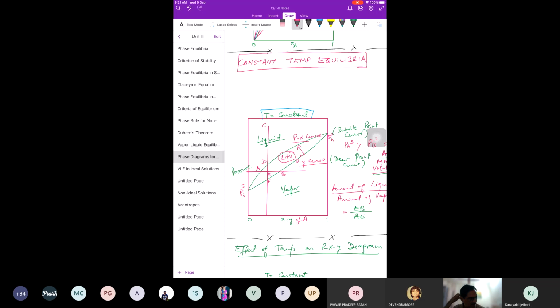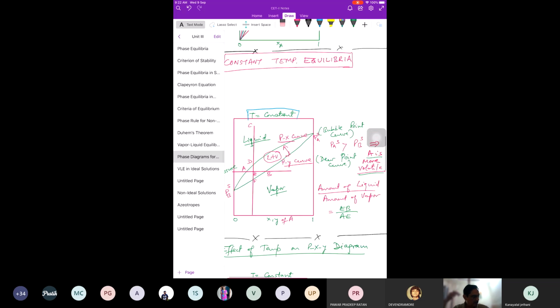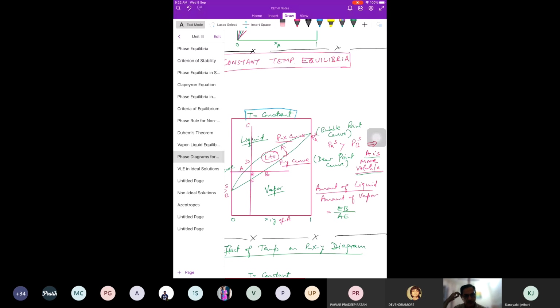I told you how to find this using the lever arm principle. If you draw a tie line, then from the lever arm principle you can find the quantity of liquid and the quantity of vapor, the amount of liquid to the amount of vapor. Now this is what we want to calculate from the overall composition. The overall composition is 70% acetone and 30% acetonitrile. This is being separated into two phases, one liquid and one vapor.